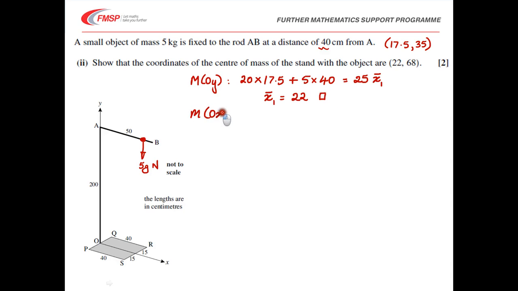Similarly, taking moments about OX in exactly the same way, 20 times 35, that's the moment for the total original composite body, and 5 times 200, that's the moment for this new particle, this new object that's been added in. That's going to be equal to 25 y bar, y1 bar as I've called it here. And again, that should be sufficient to show that y1 bar is 68. And there's a method mark for taking moments there, and an E mark for showing the result that was given in the question.